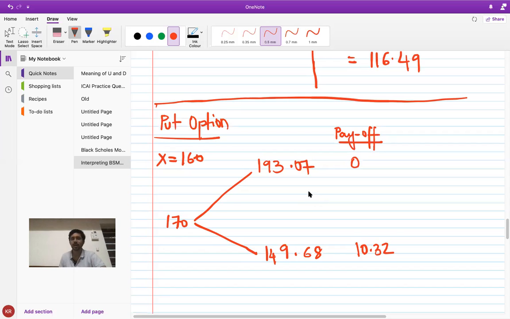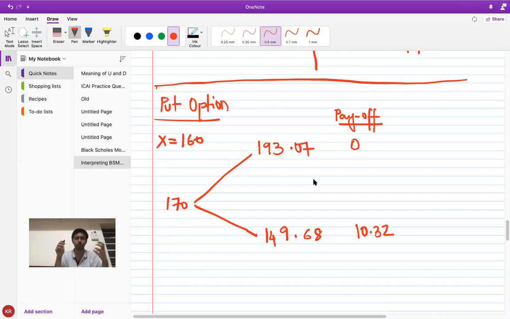Okay, now I'm trying to replicate a put option. Now if you actually intuitively think of a put option, buying a put option is similar to short selling shares or selling shares. Reason being, both of them are going to create a bearish position for you. Okay, if the share price increases, you lose. If the share price decreases, you gain, whether you buy a put option or whether you sell shares. So intuitively thinking, buying a put option is similar to selling shares, because both of them create a bearish position for you.